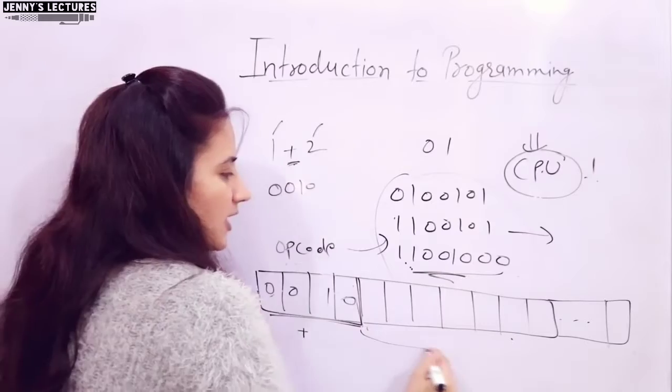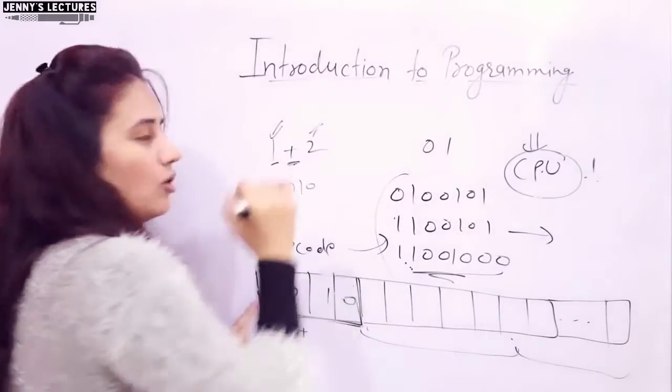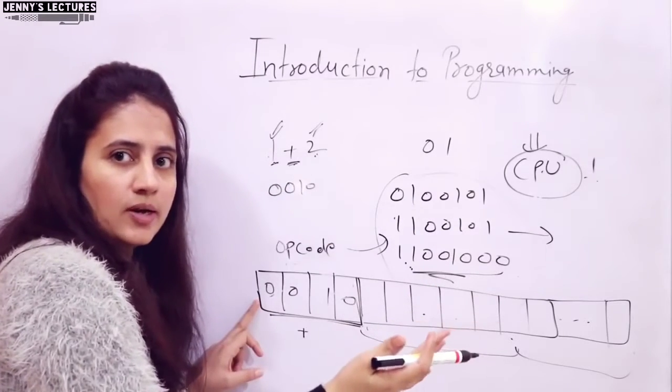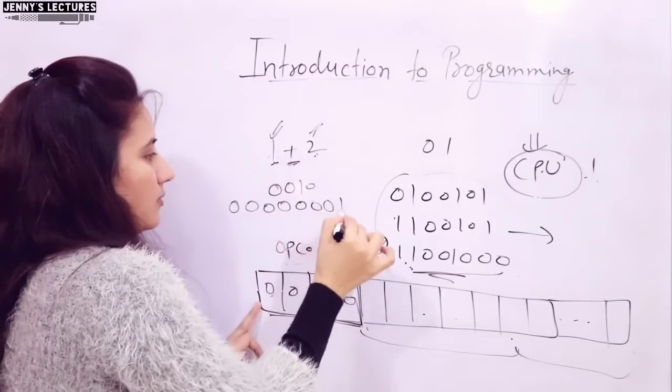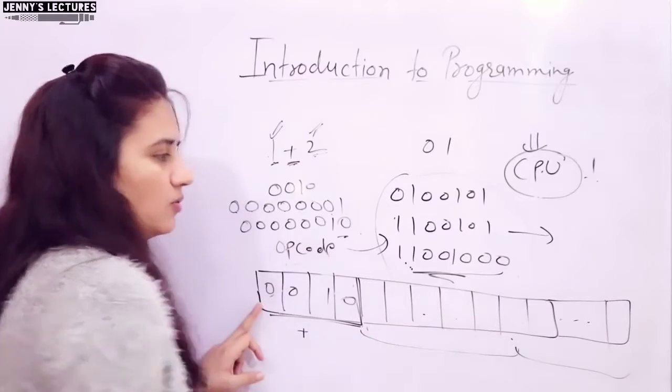And then the next 8 bits are for the first operand, and the next 8 bits are for the second operand. We will write these two operands in binary form, right? Like 1 is 7 zeros and 1. And 2, how will you write it? This is 2 in binary form. So that we will write here.